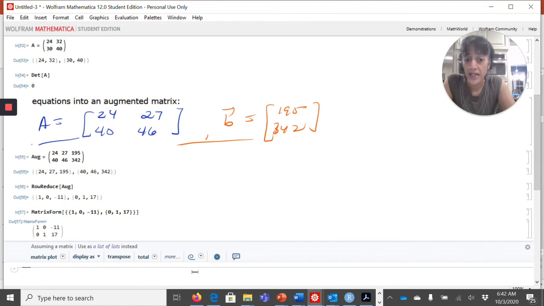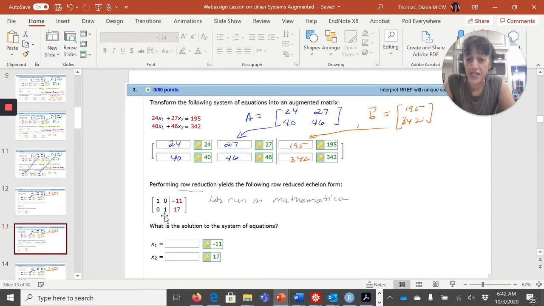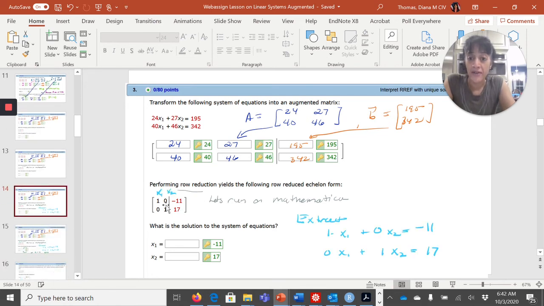If you notice, you have a better memory than me, what that means is that this is what they have here. So when they say this is row reduced already, that's what they mean, that they ran it on Mathematica. From here, you can extract the first column. So you either are putting a system of equations into augmented form, or you're extracting them back out.